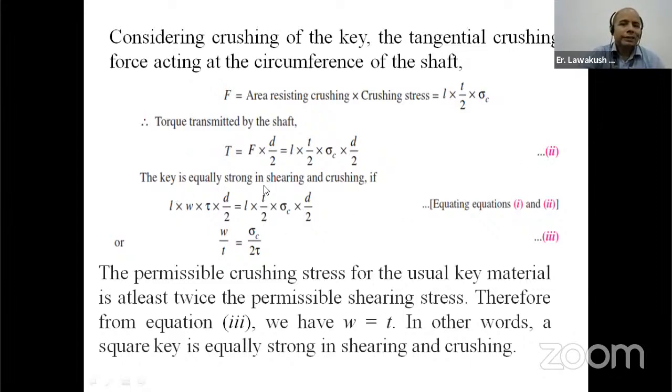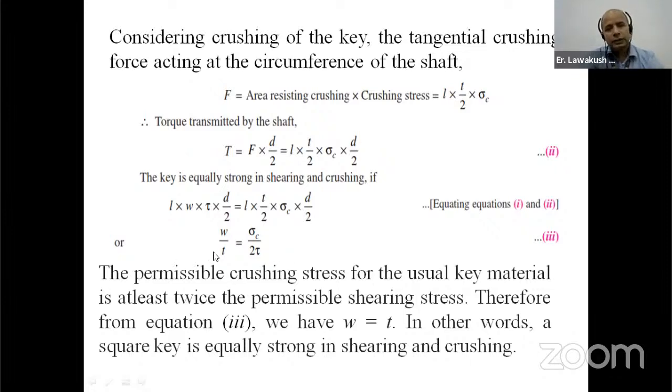Now the key is equally strong in shearing and crushing. We assume here the key is equally strong in crushing and shearing. For that, there is a particular condition: the torque transmitted in both cases should be equal. Now we will equate equation number 1 and 2. From equation number 1, l into w into tau into d by 2 equals, from equation number 2, l into t by 2 into sigma c into small d by 2.